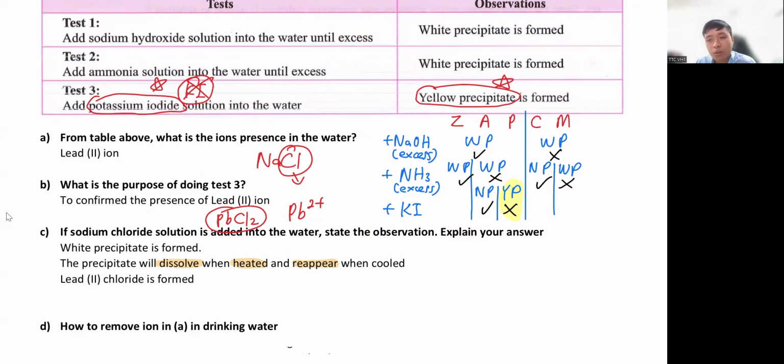Actually, I also can add NaCl. No problem. And KCl, NaCl, KI to confirm the presence of lead 2 ion. Now, normally we do KI.